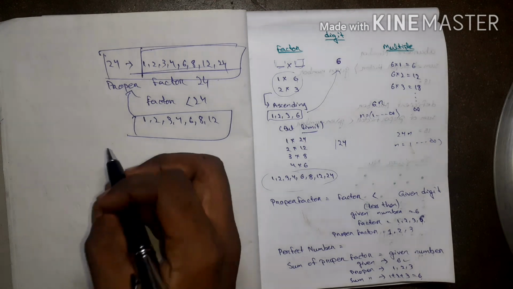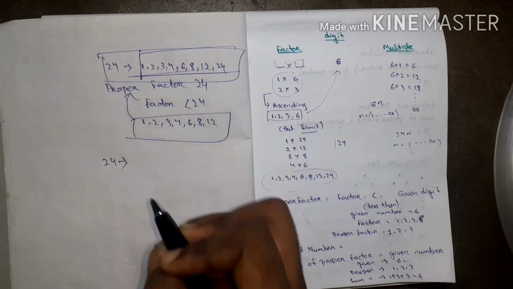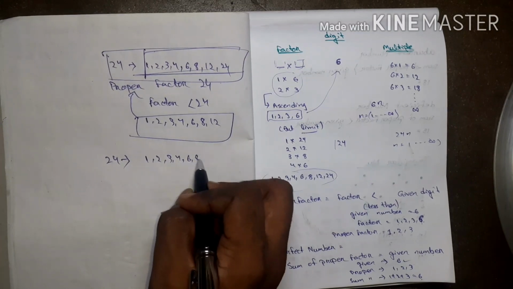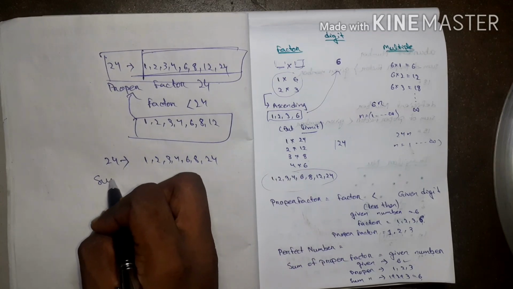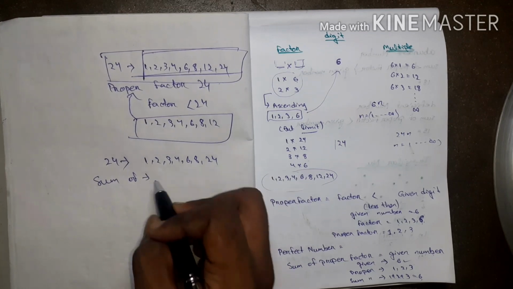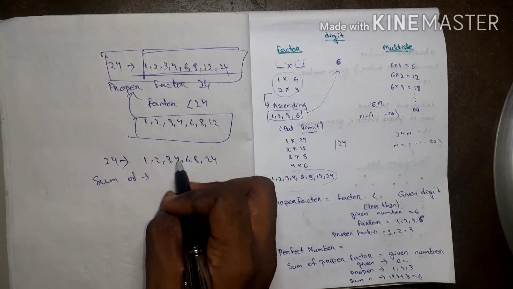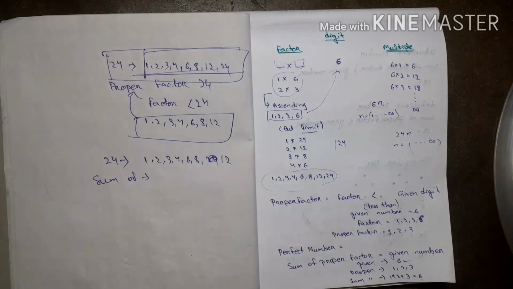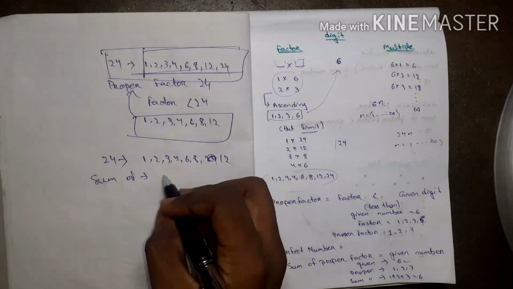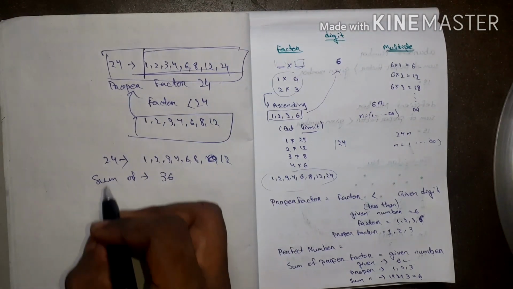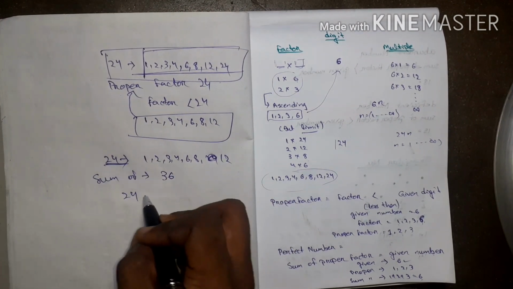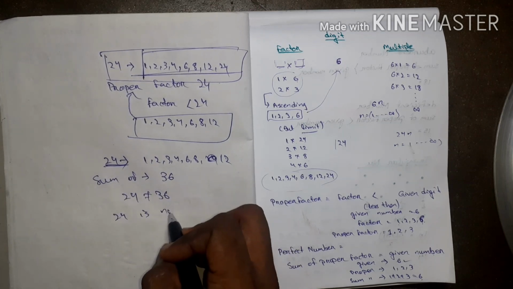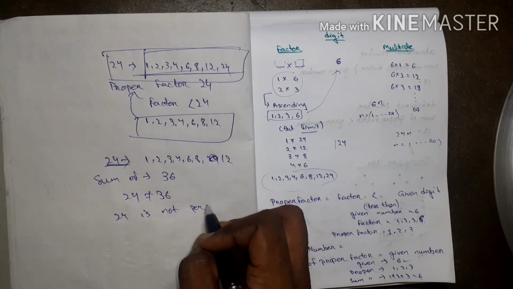Okay. Then an example for 24. Its proper factors are 1, 2, 3, 4, 6, 8, 12. The sum of the proper factors is 36. But 24 is not equal to 36, so 24 is not a perfect number. Understand?